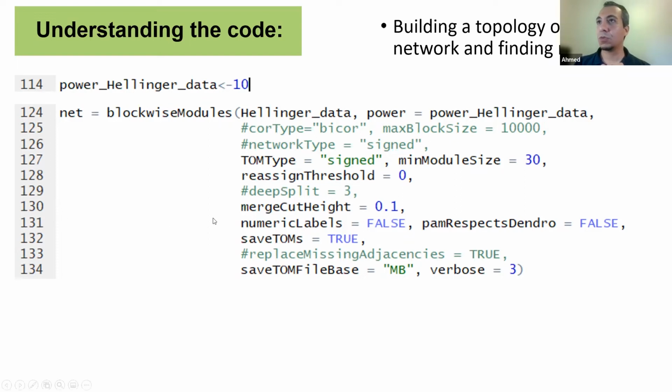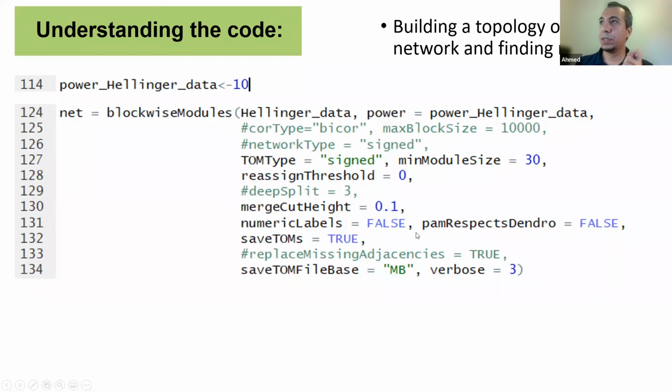If you want to have more control, you can actually apply a specific threshold for where to cut or merge the tips within your dendrogram. So this is a merge cut height. It's a low value here, which is basically saying anything that is below 0.1 is going to be merged together in the same module.